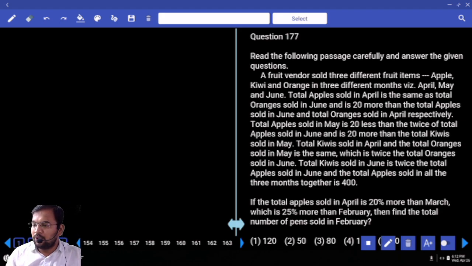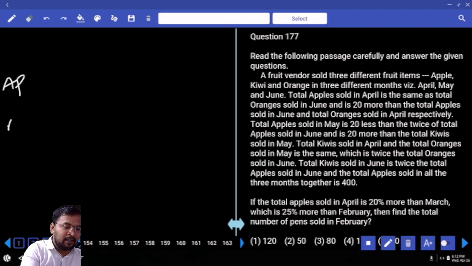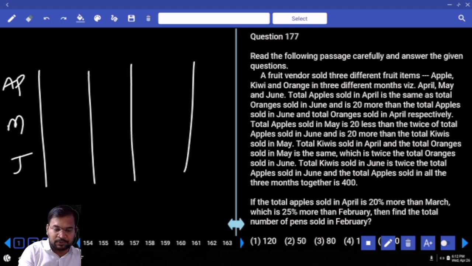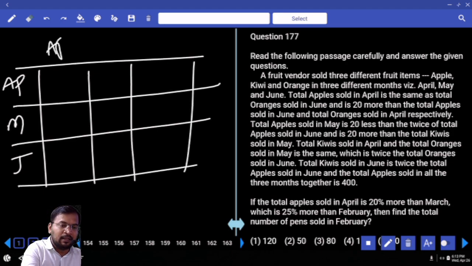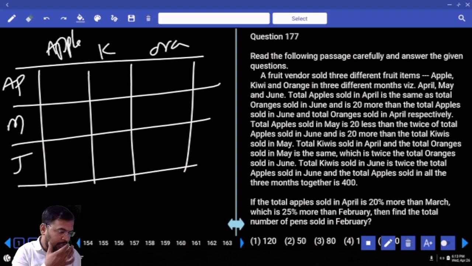A fruit vendor sold 3 different fruit items: apple, kiwi, orange, in 3 different months. What are the months? April, May, June. So what are the 3 different fruits? Apple, kiwi, orange. Now, if you observe carefully here.